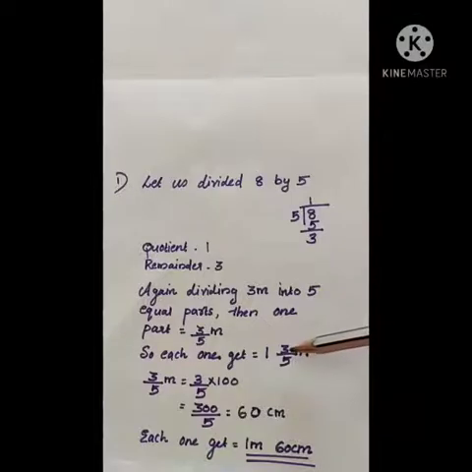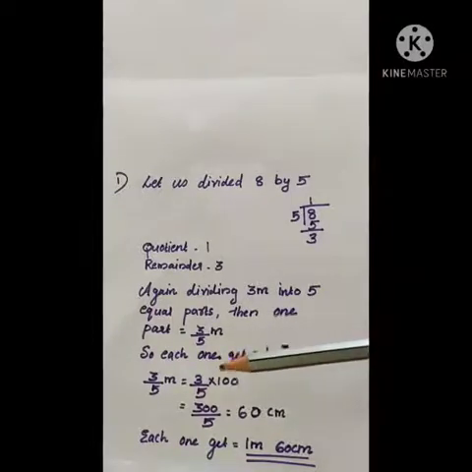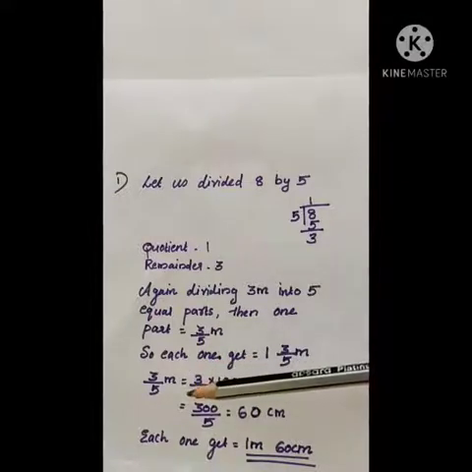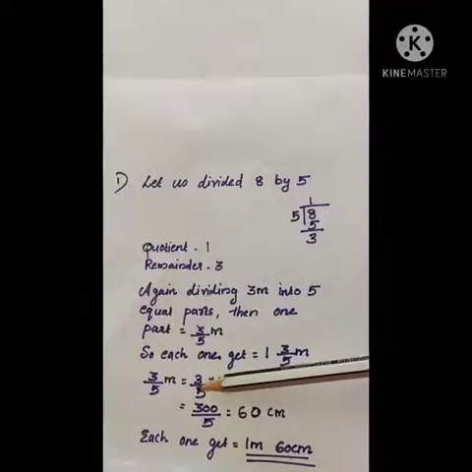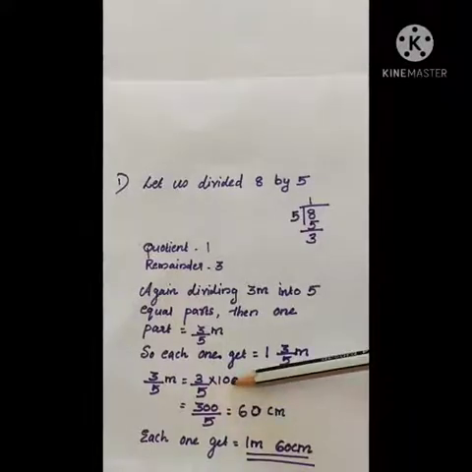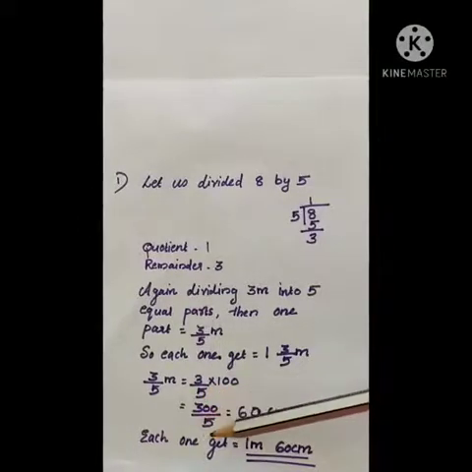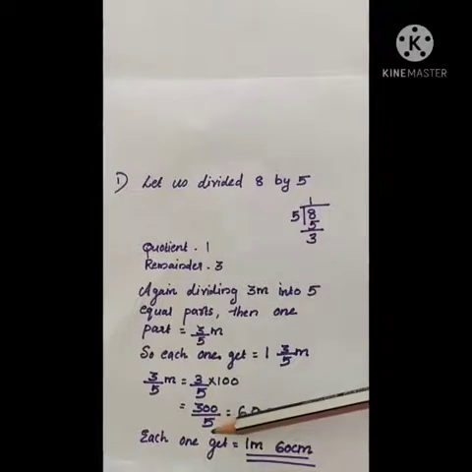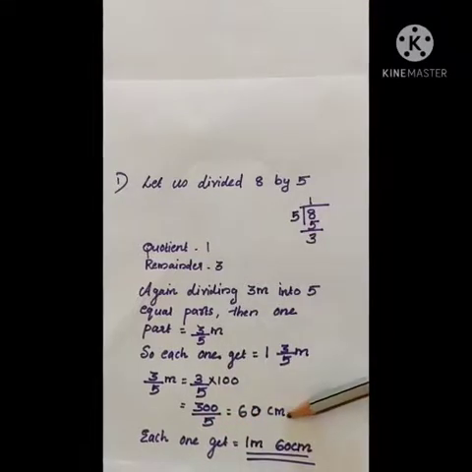We know that 1 meter equals 100 centimeter. For converting 3 by 5 meter into centimeter, we have to multiply 3 by 5 with 100. So 3 by 5 into 100 equals 300 by 5. By dividing 300 by 5, we get 60 centimeter.